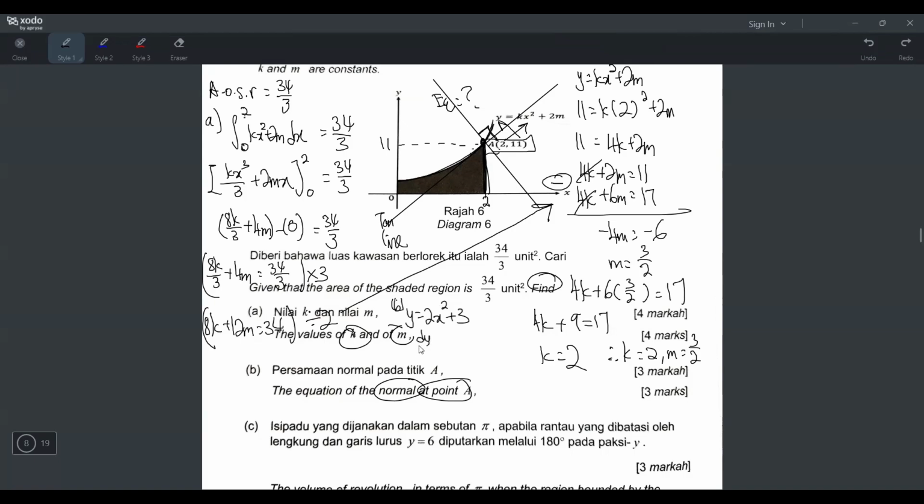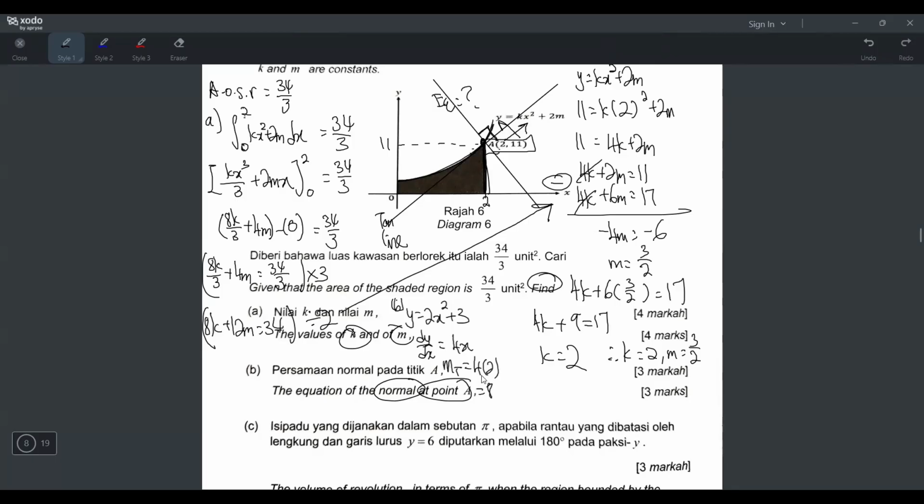Now do dy dx. Find the gradient function first. When you do dy dx, you get 4x, because 2 times 2 is 4, and then power minus 1. And when you differentiate 3, it is 0, so you don't have to write that. After you do dy dx, this one we call the GF, gradient function, or gradient of curve. To get the gradient of tangent MT, you need to substitute the x coordinate of the tangent point, which is 2 in this case. So it becomes 4 times 2, which is 8.